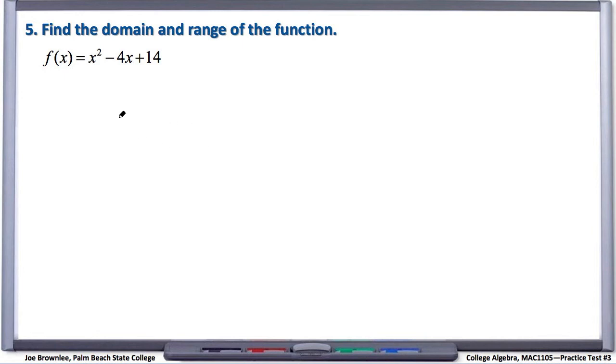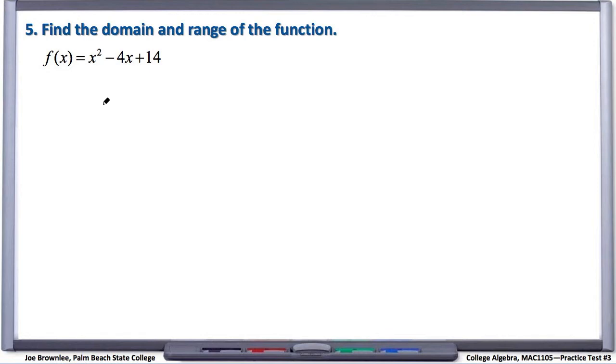All right, number 5, find the domain and range of the function, and we've been given f of x equals x squared minus 4x plus 14. And we know that this is a quadratic equation, which means if we were to graph this equation, we would have ourselves a parabola that opens up.